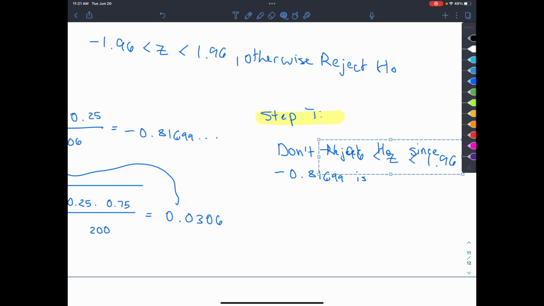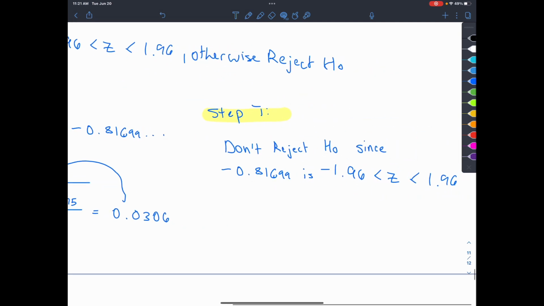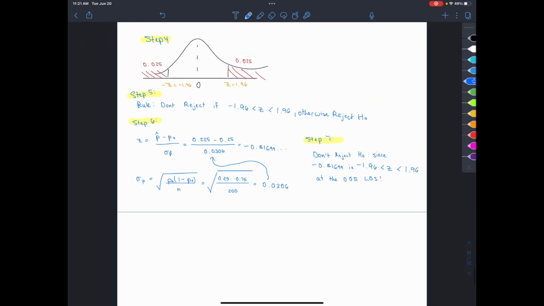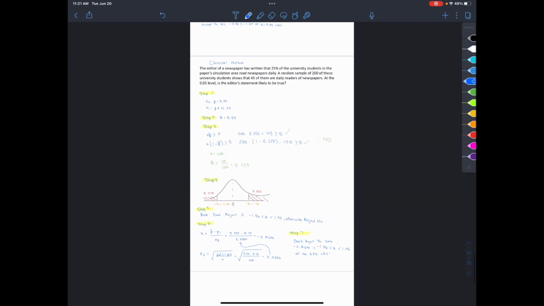We'll copy this and make sure right at the 0.05 level of significance. Awesome. That's how you answer that question there. Let me know if that makes sense and if you have any additional questions.